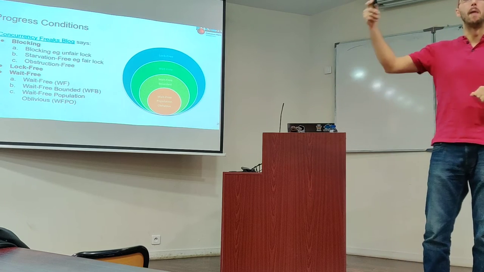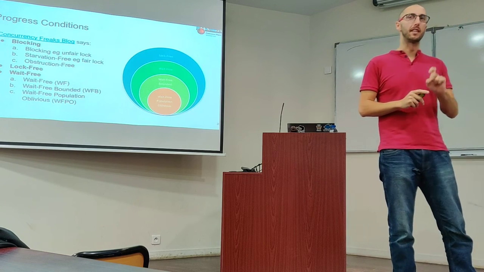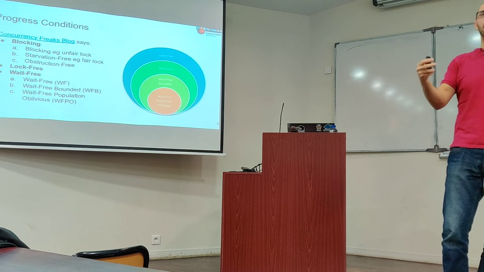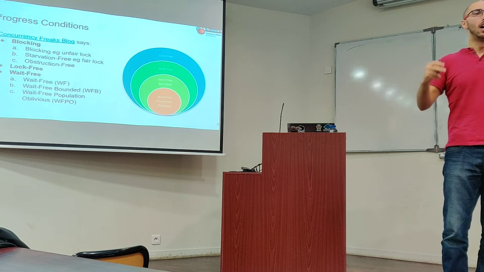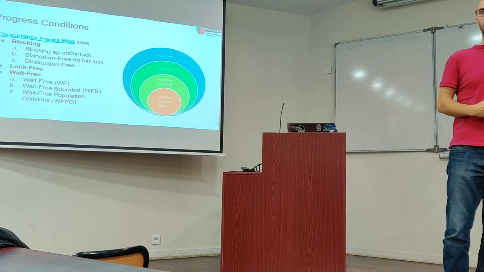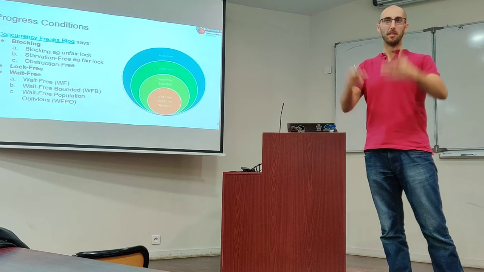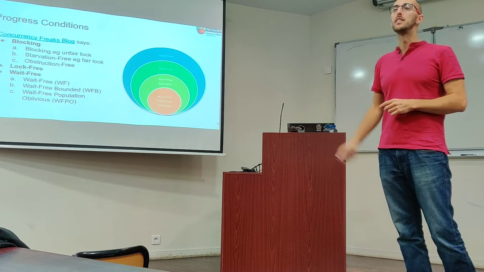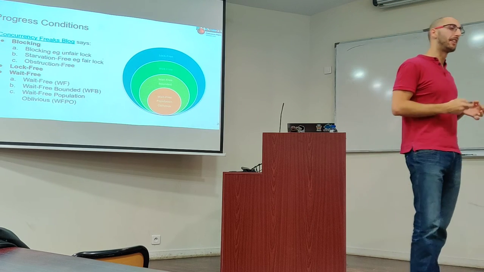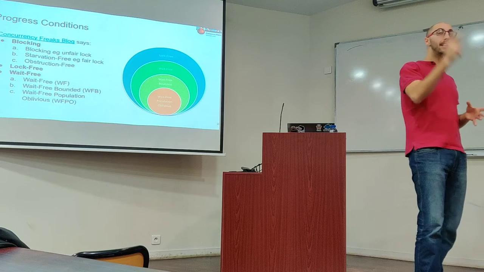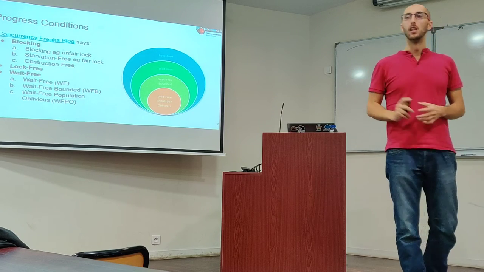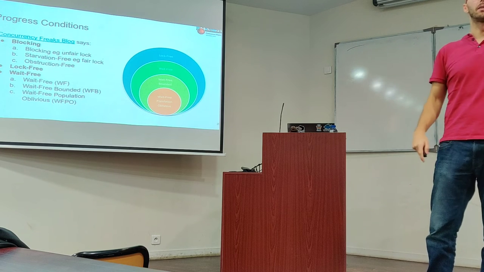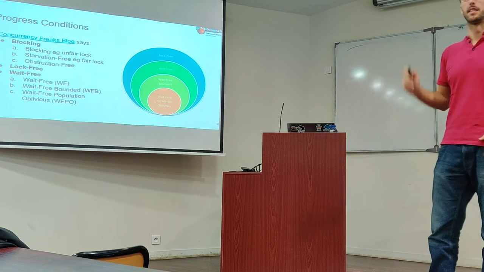When it's wait-free bounded, it means that it's finite, but it's somehow related to the number of parties that are in that moment calling that same method. Okay? The number of threads, for example. Wait-free population oblivious is even better. It means that the number of steps in which each of the elements will complete will be exactly a certain number at max, independent of the number of parties. That's the best one.